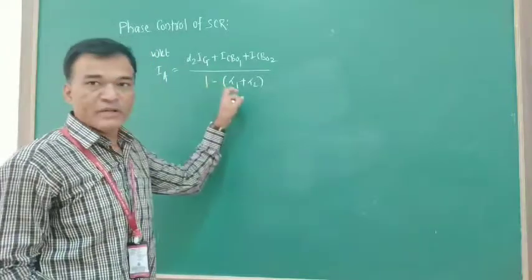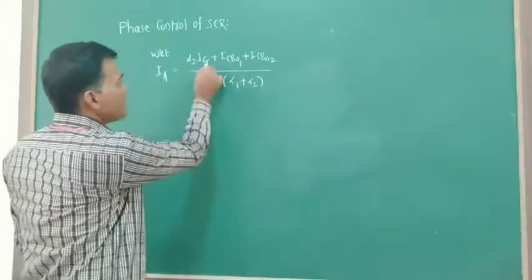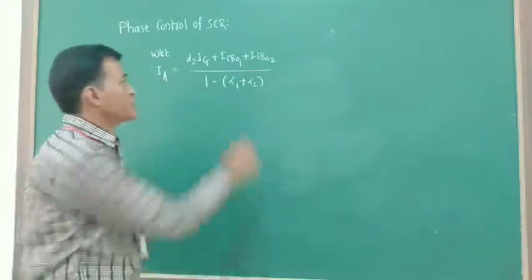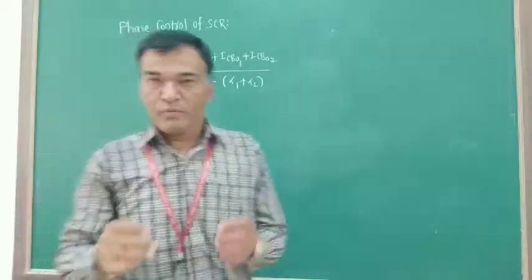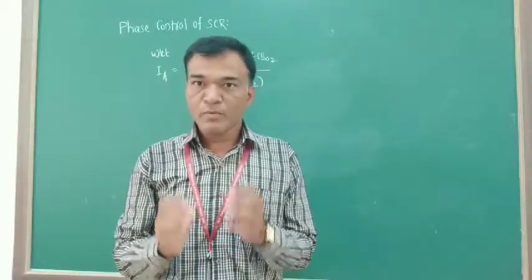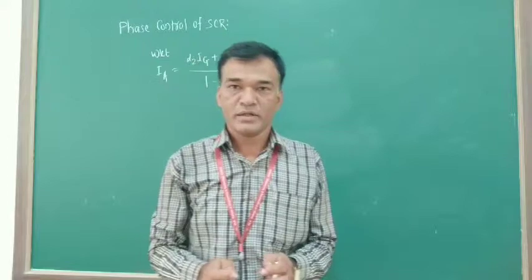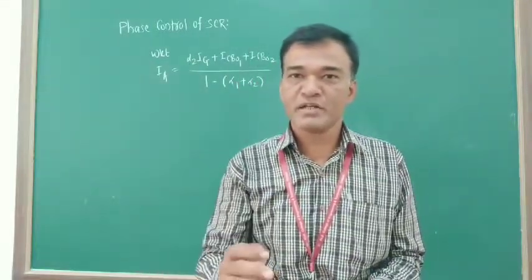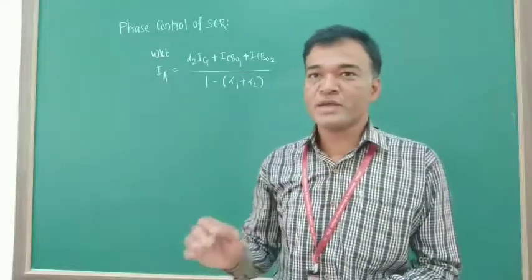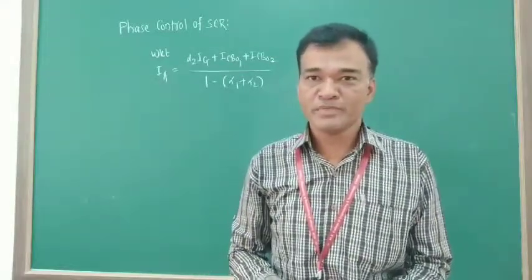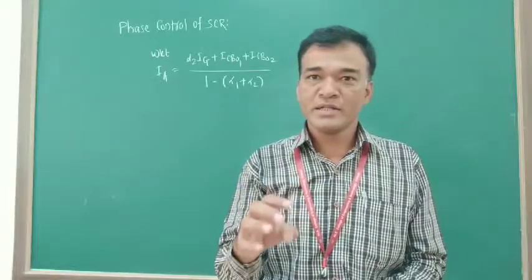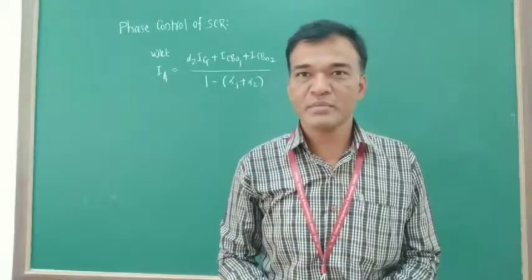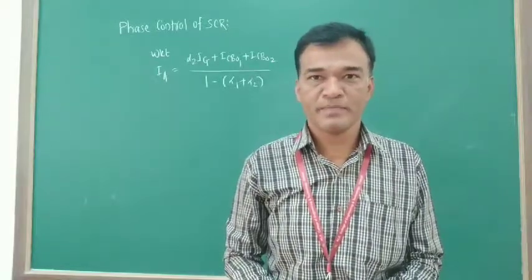Now if you observe this expression carefully, simply by increasing the value of Ig, I can increase the value of IA. Is it right? We know that once the anode current increases beyond the latching current of the SCR, the thyristor turns on. So in this phase control of SCR, we are going to increase the Ig such that IA becomes greater than the latching current, and that is nothing but the phase control of an SCR, right?